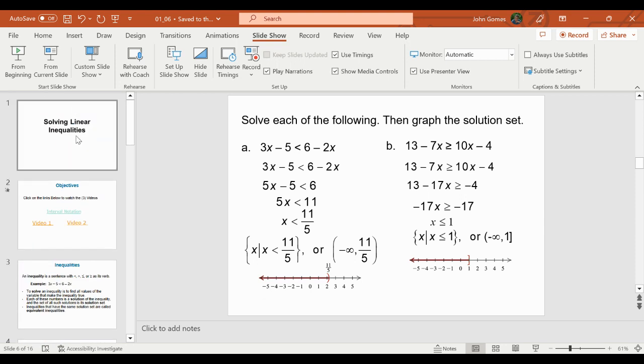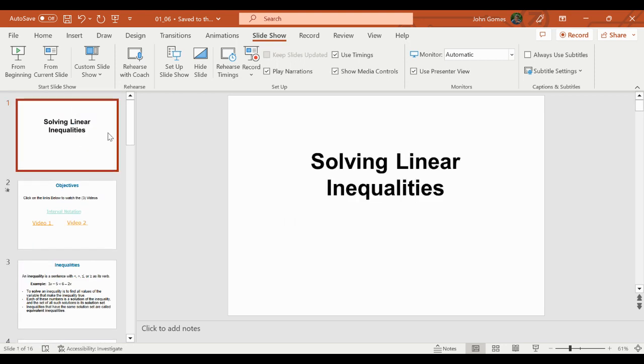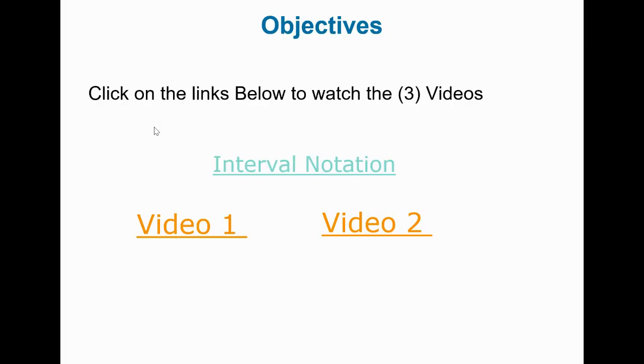All right. So this is the PowerPoint, section 1.6, solving linear inequalities. And if I stop my slideshow from the current. All right. Kind of important.